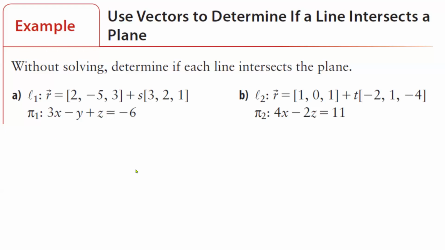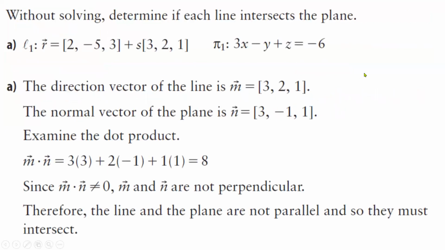Okay, now let's have a look at the solution to question A. Note that the direction vector of the line is m, whose components are 3, 2, 1. You can directly read this from the vector equation of this line. And from the scalar equation of that plane, we can see the normal vector of the plane is n, whose components are 3, -1, 1.